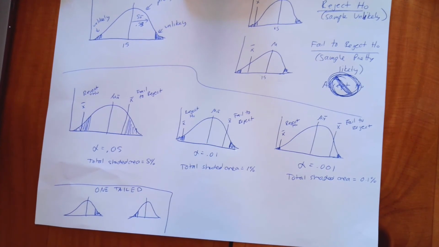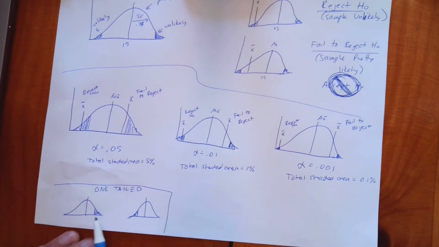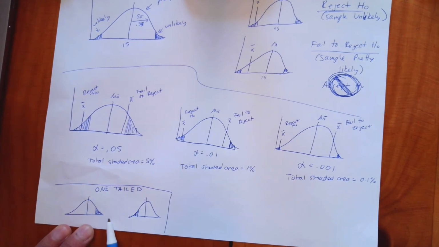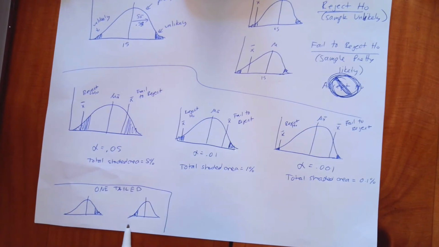We're not going to go through how to do that in this class, but if you ever see something talking about a one-tailed test, it means that your zone where you would reject the null hypothesis is only on one side. So in this example, you're only rejecting the null hypothesis if your mean is higher than what you expect. You're only rejecting the null hypothesis in this other example if your mean is lower than you'd expect.